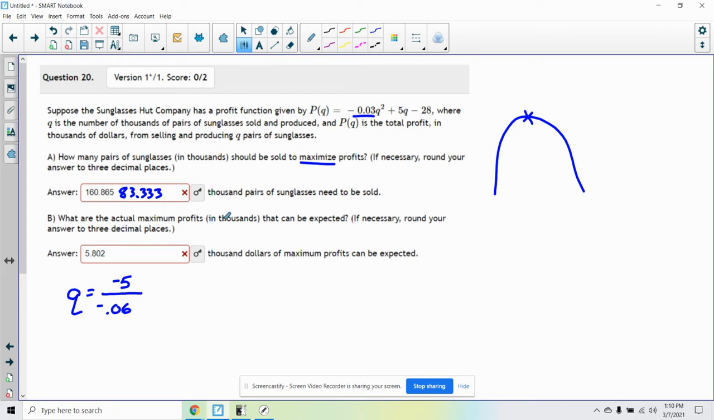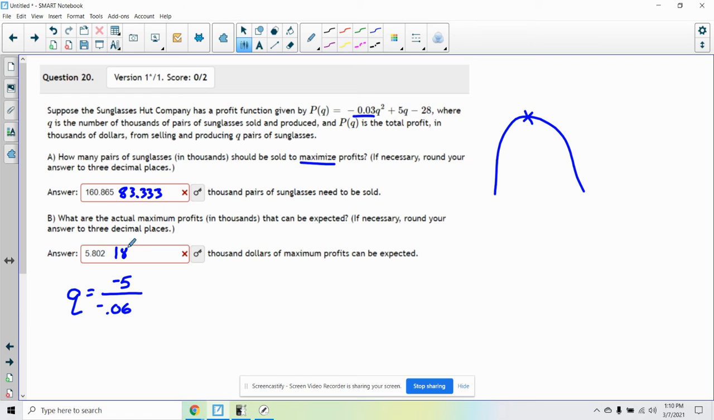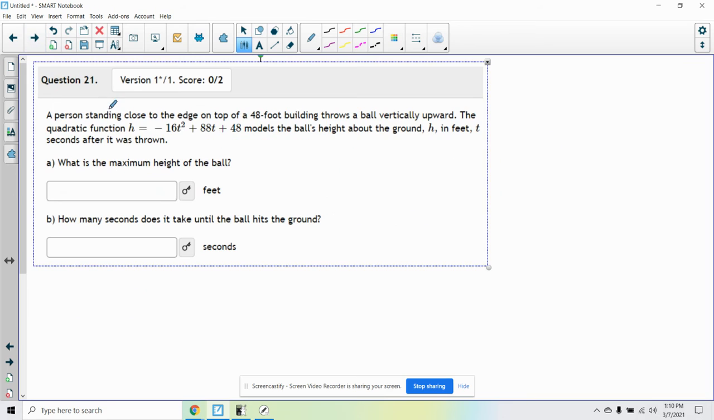And then it says, what are the actual maximum profits? Again, you're just going to plug this value in for Q. So we have negative 0.03 times 83.333 squared plus 5 times 83.333 minus 28. We get 180.333. That's it. You're going to do the same thing here.